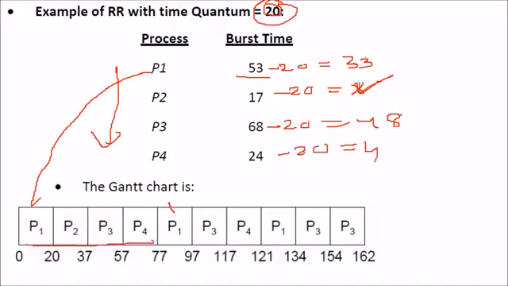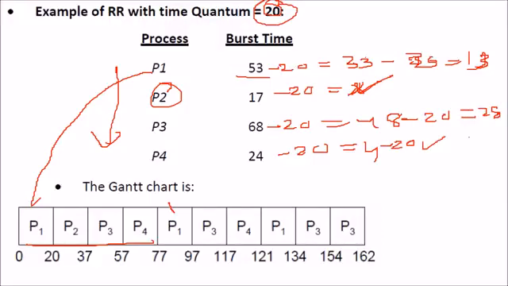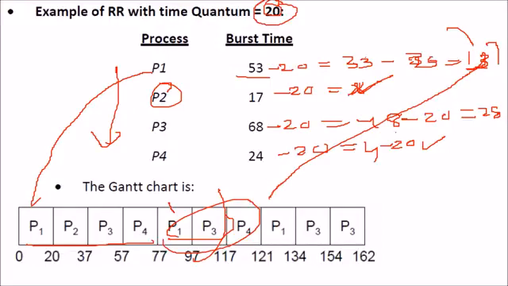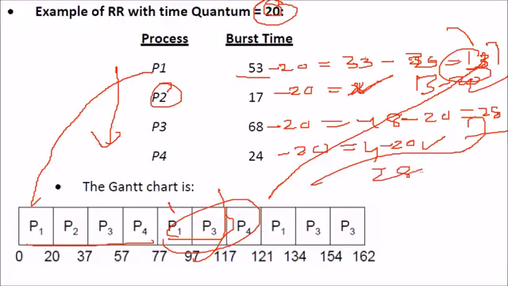Again P1 will come, 33 minus 20, 13. The completed process will never come again. 48 minus 20, 28. 4 minus 20, negative, so it is completed. Now next, all these are done. Now again P1 will come, 13. It will complete, because 13 minus 20 is negative. 28 will come, 28 minus 20, 8 is left. Again P3 will come, 8 units.